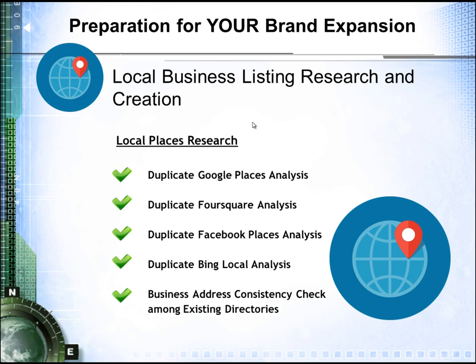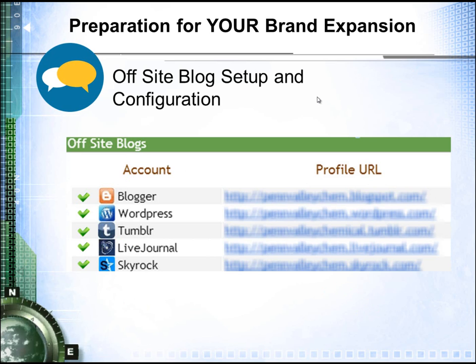But before we set those up, we do some research. We check for duplicate Google Places, duplicate Foursquare, duplicate Facebook, duplicate Bing. If you already have these set up, we don't want to override them, so we do some analysis. And we also look into your other directories online to make sure that your business address and contact information is consistent online. So this is just preparation before we start creating the accounts for you online.